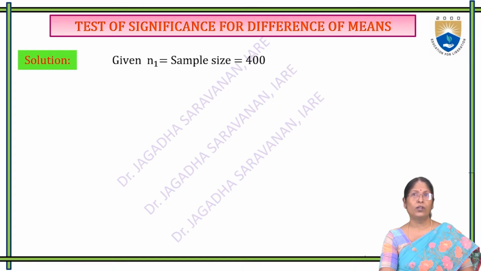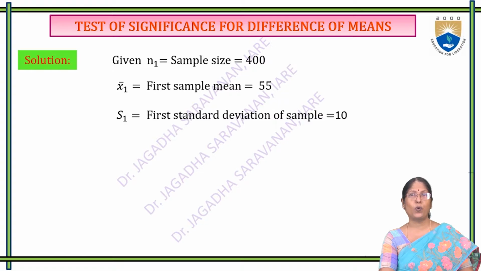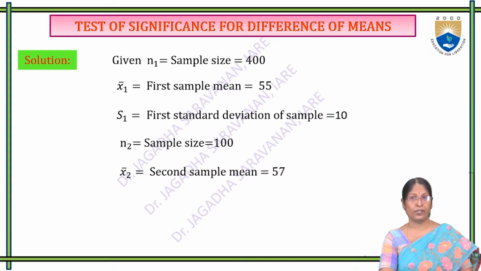So the explanation of the question is over. We will write the solution, starting. N1, the sample size, equals 400. X1 bar, the first sample mean, is 55. S1, the first sample standard deviation, is 10. N2, the sample size, is 100. That is our University B. X2 bar is 57, the sample mean. Then S2, the standard deviation of the sample, is 15.